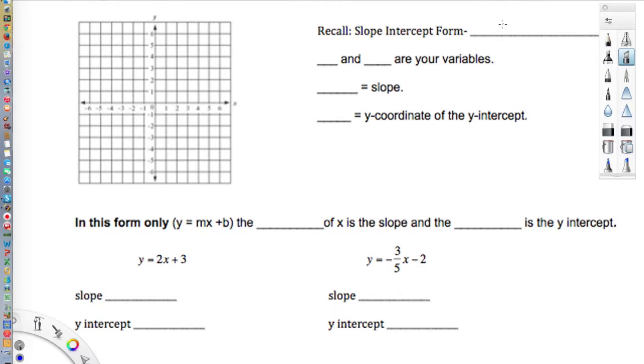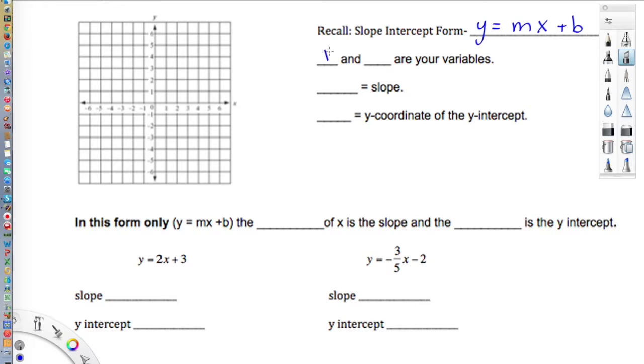Okay, boys and girls, let's do a little review here. If you look at your notes, you should already have this, but just in case you don't, maybe this explanation will be helpful. The first thing we need to recall is our slope-intercept form or formula, which is y is equal to mx plus b.